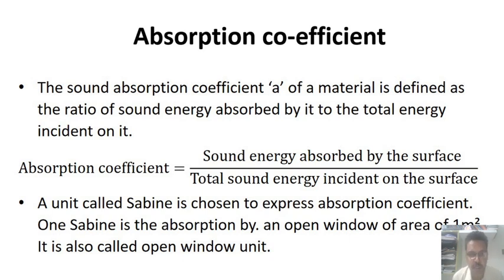So based on that, the unit called Sabine is chosen to express absorption coefficient. One Sabine is the absorption by an open window of area 1 meter square. So it is also called an open window unit.